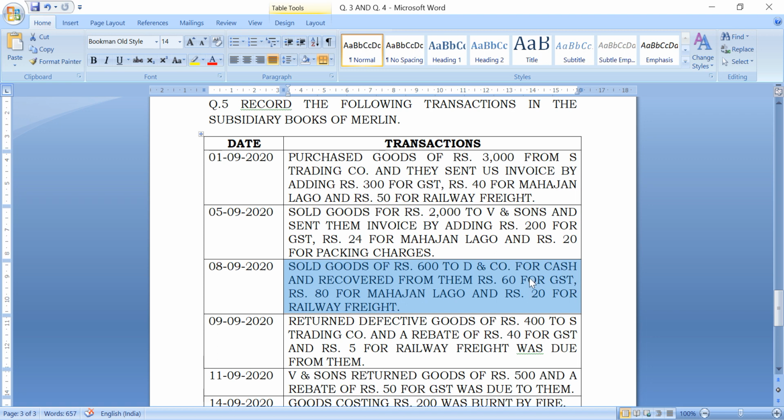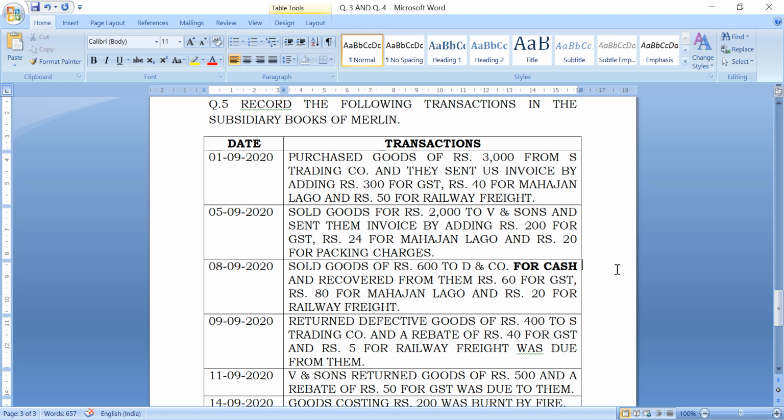That is fine. But here see these words. See, I have highlighted. Let me bold it. Here it is. For cash. For cash means we are receiving cash. And that means it is cash sales. It is a transaction of cash sales. And we are interested only in credit transactions, right?